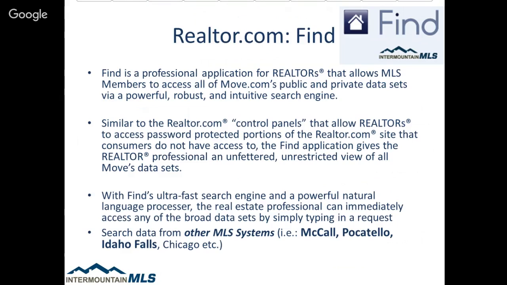Like if you wanted to look up something in Portland, you would just write 3-bedroom, 2-bath, Portland, Oregon, and it would come up for you. But anything on Realtor.com you can pull up. And the thing with Find that's great is you're part of Intermountain MLS. We are the largest MLS in Idaho, but there's like 9 other MLSs.